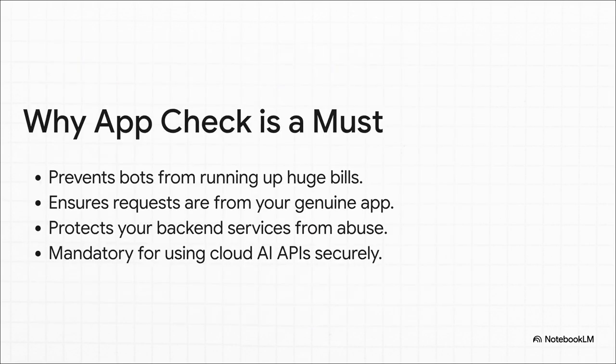So why is that security guard so critical? Well, without it, anyone could just copy your app's code, spin up a bunch of bots, and have them make millions of calls to your AI. And guess who gets the bill for that? You do. It would be astronomical. App Check is that gatekeeper that stops that kind of abuse cold, making sure only your real, legitimate users can get through.